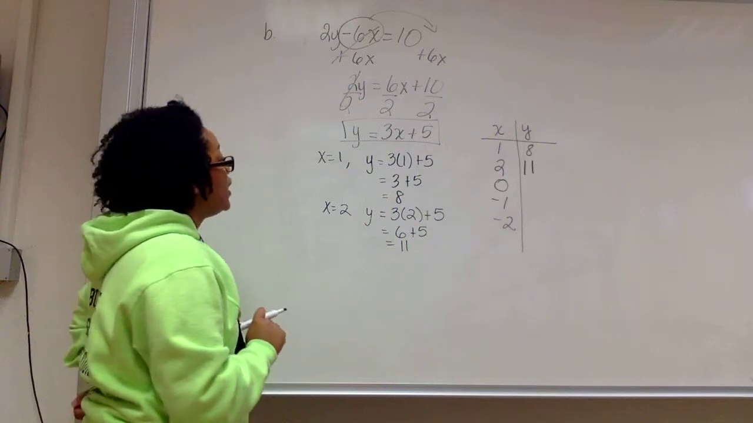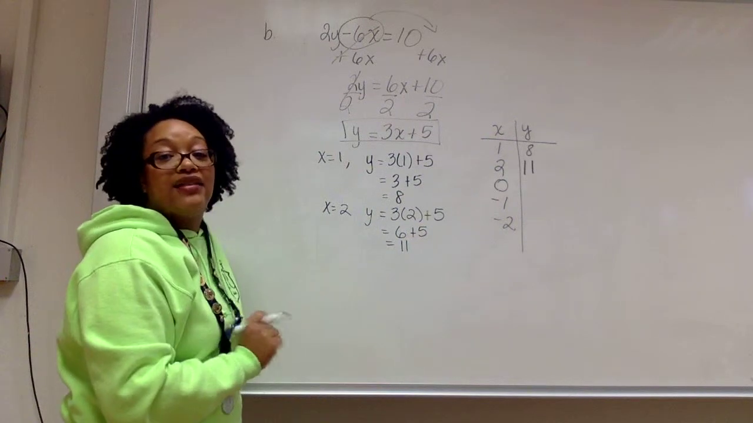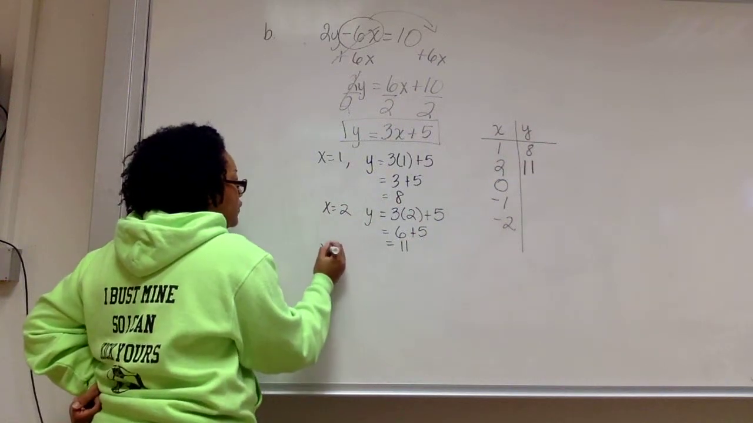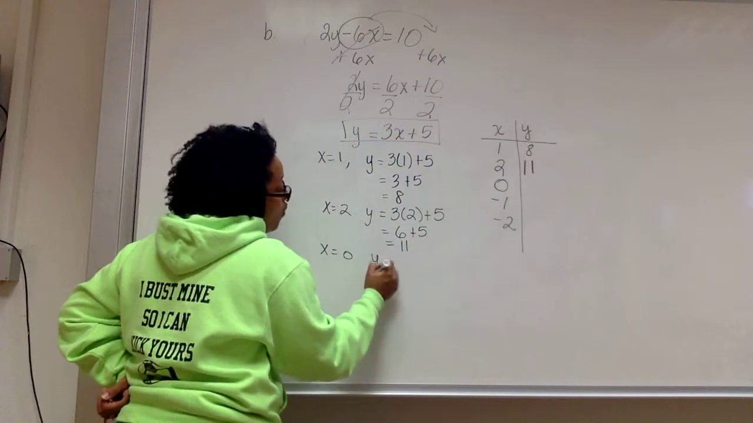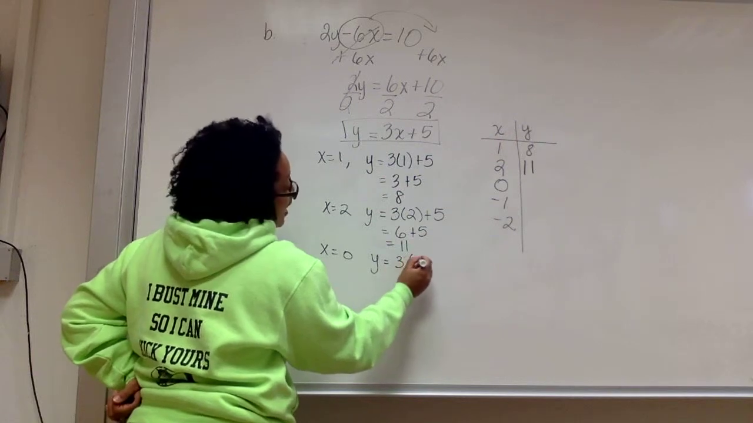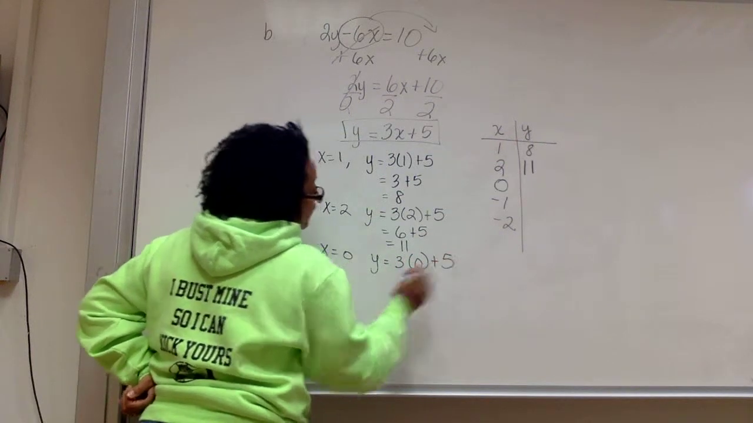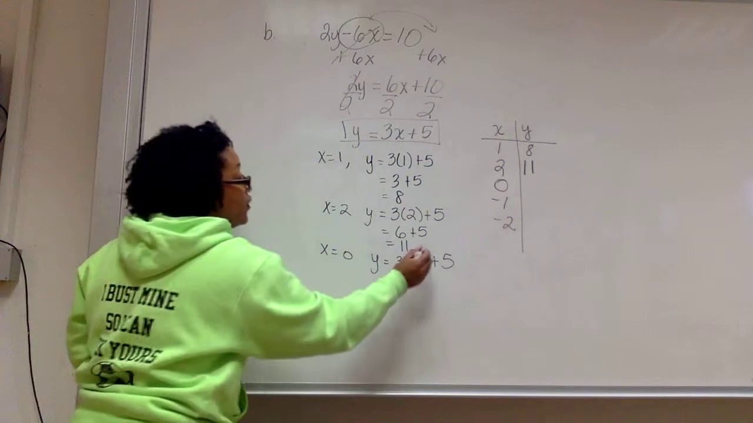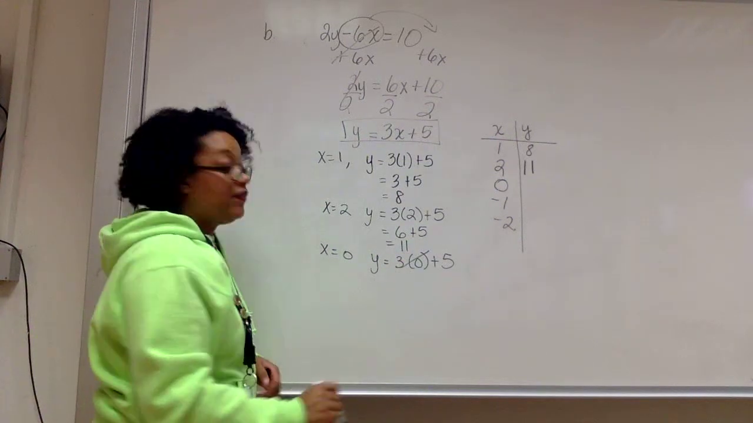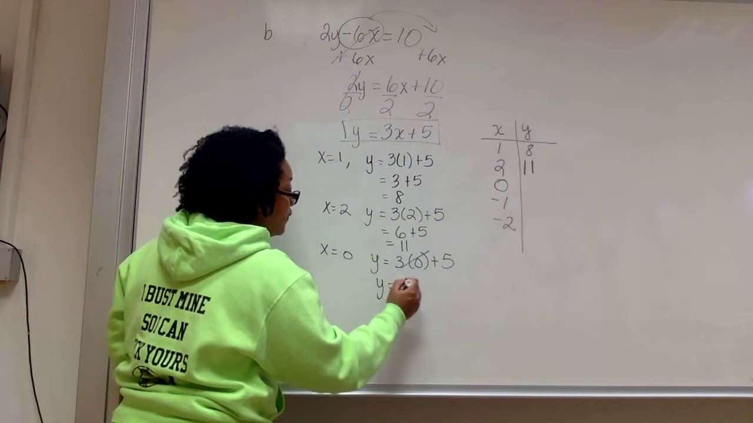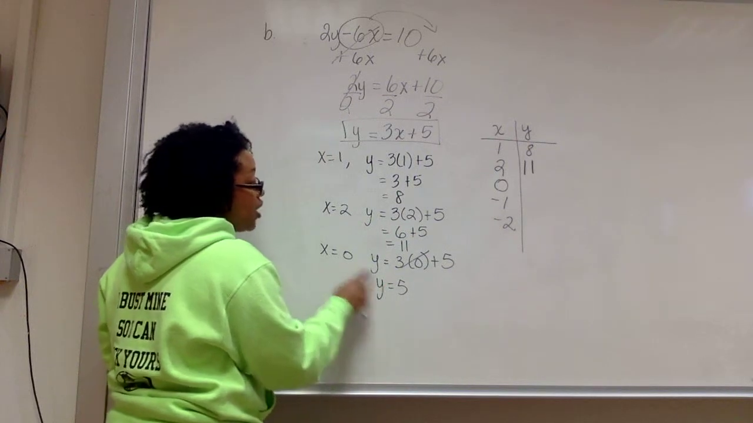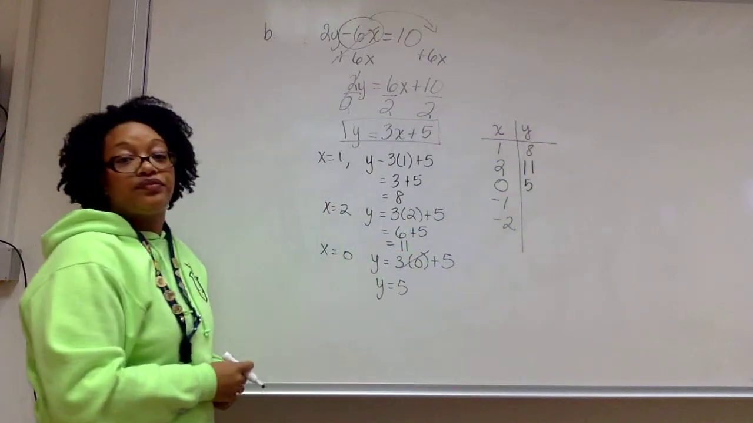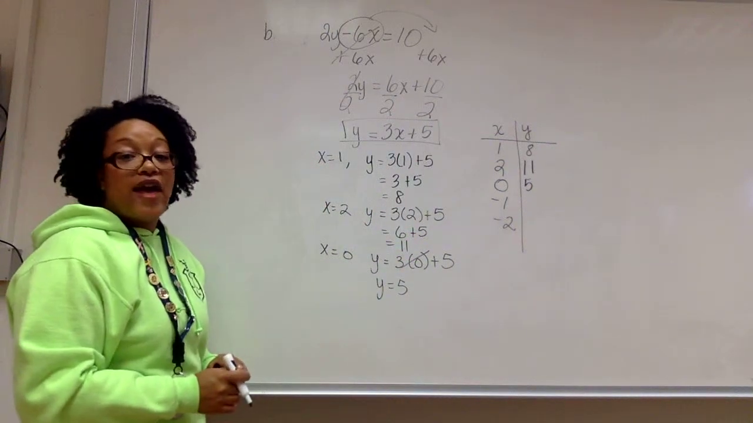Okay, second row's done. Next, x equals 3. I'm sorry, x equals 0. So when x is 0, y is equal to 3 times 0 plus 5. We know that anything times 0 is 0, so this entire term is gone. Y equals 5. So when x is 0, y is 5. Put it in my table. Next value for x.